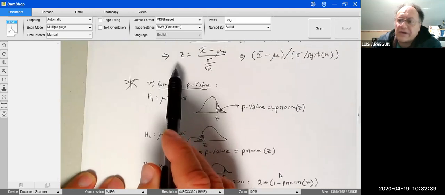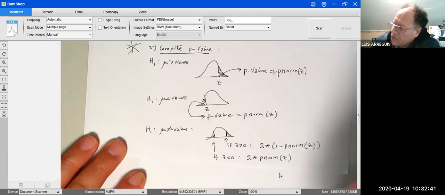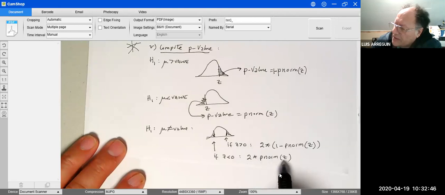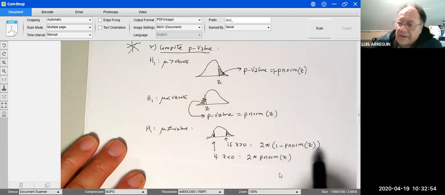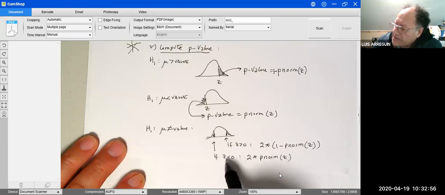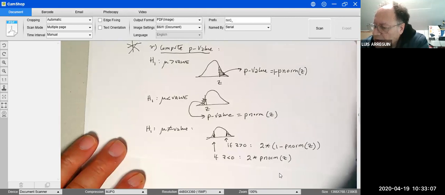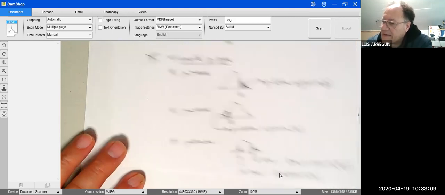If this z-score is positive, you use this formula. If the z-score is negative, you use this formula. So if the z-score again is positive, you just compute 2 times parentheses 1 minus pnorm of z, close parentheses. And if the z-score is negative, then you're going to need to multiply pnorm of z by 2. So those are the steps that you need to perform before making a decision.